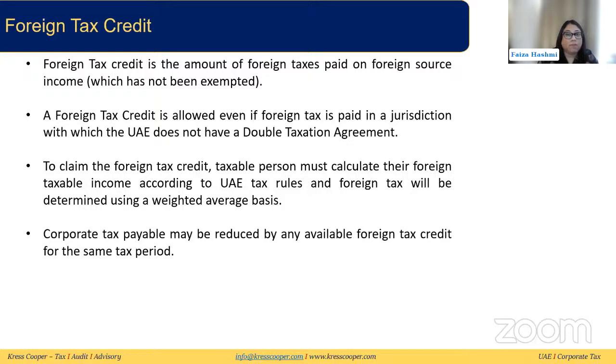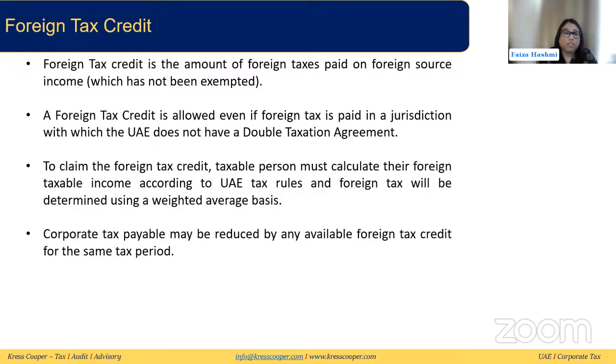Now, foreign tax credit is the amount of the foreign tax which we pay on our foreign source income, any income which is not an exempt income. If foreign source income is exempted under the UAE law, then not that. But if there is any foreign tax paid on foreign source income other than exempt income, a foreign tax credit becomes available. This foreign tax credit is allowed even if you have paid tax in a jurisdiction where the UAE does not have a double taxation agreement. Mostly the UAE has double taxation agreements with different countries, but even if they don't, you can still take this foreign tax credit if you have paid tax on the foreign source income in another jurisdiction.